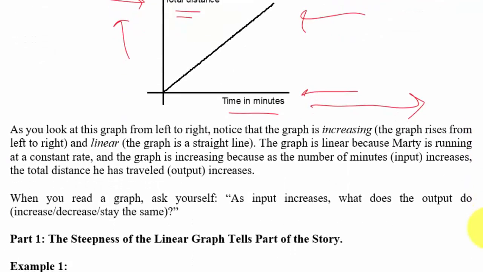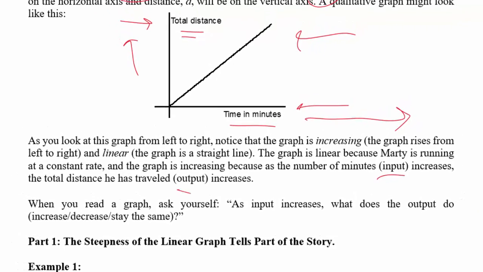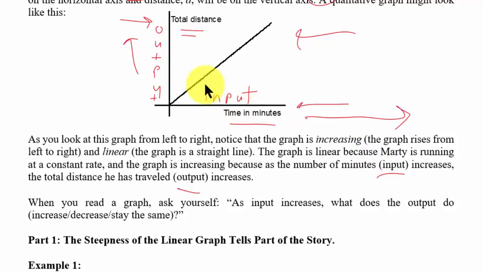As I scroll down a little bit, you'll notice that there's mention of input and output. So the time is considered the input and the total distance is considered the output. I've tried to label the input and the output on the X and Y axis, or the horizontal and vertical axis. And I want you to know that the input will always be on your horizontal axis, and the output can always be found on your vertical axis.